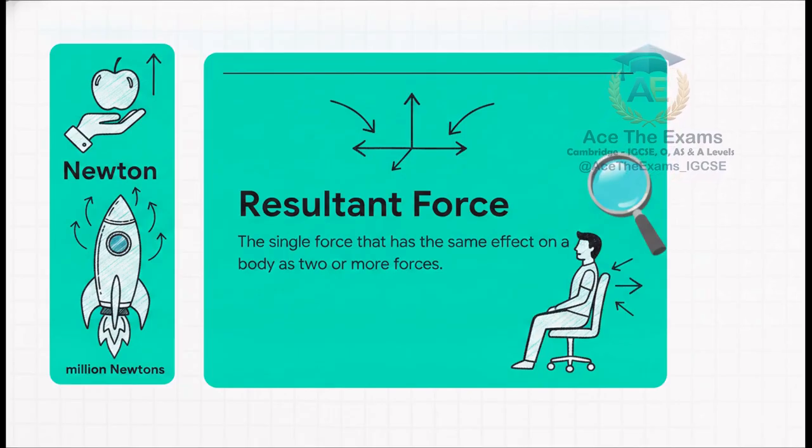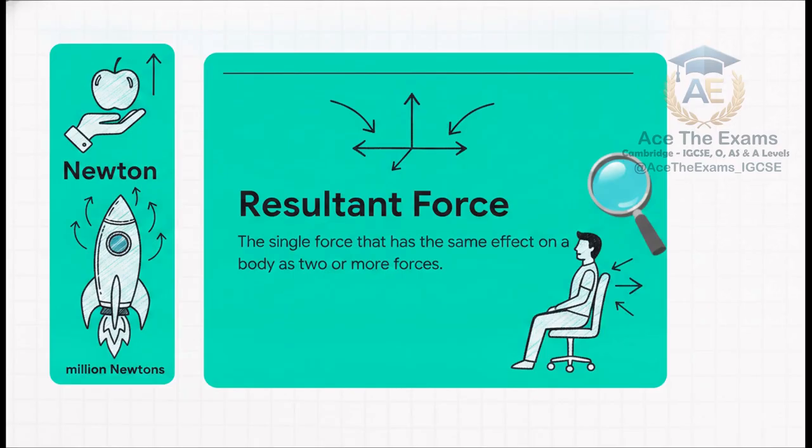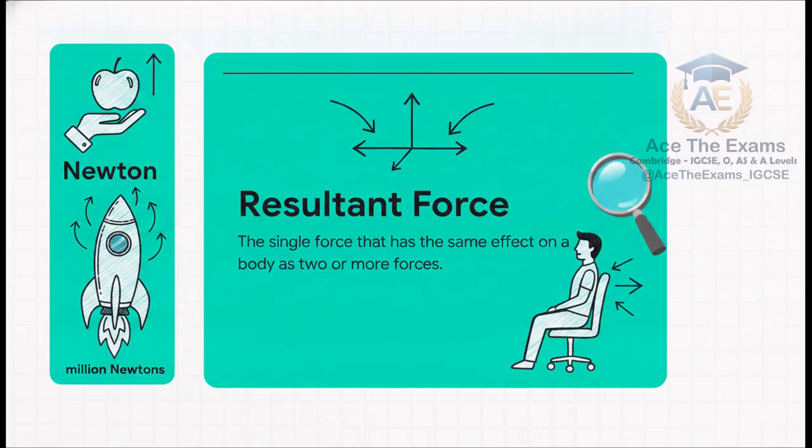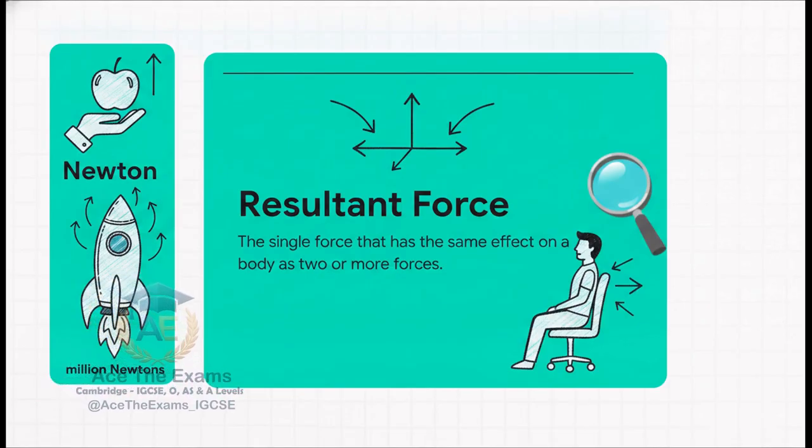Got it? Now the resultant force, this is absolutely critical. It is the single force that has the exact same effect on a body as 2 or more forces acting together. Now, let's look at how our student Alex handles a question asking for this specific definition. Alex writes, resultant force is when forces push together on a thing. Red pen. No way. That is way too vague for Cambridge. The examiner needs the precision of single force and same effect.